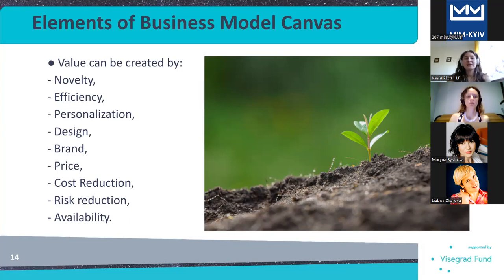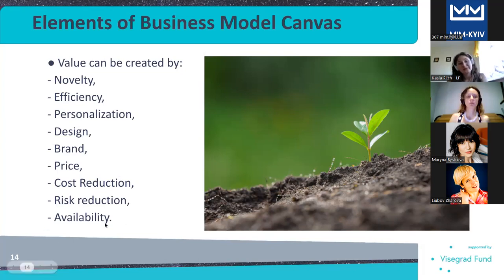Your value might also be in cost reduction. You might be good at making something in cheaper ways, so it can be sold for less because you did cost reduction. It costs less to produce. Or it might be in risk reduction, so maybe your product reduces risk for something.